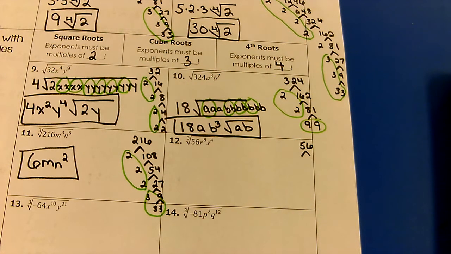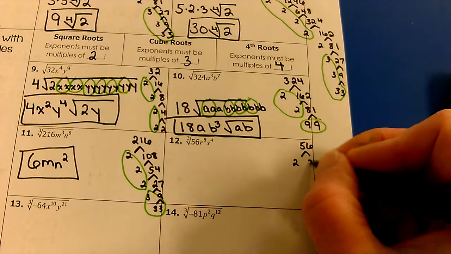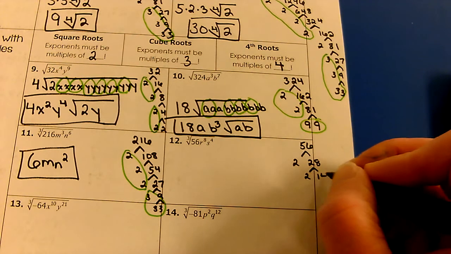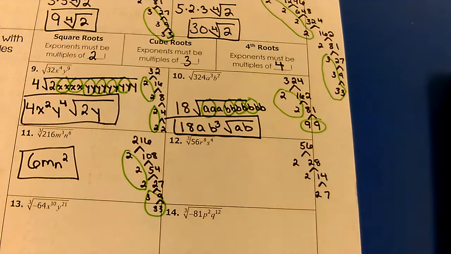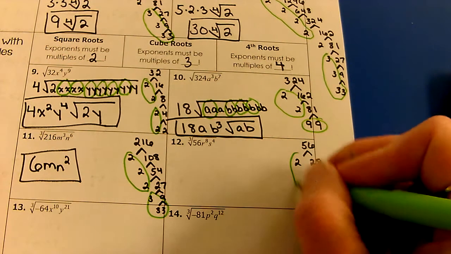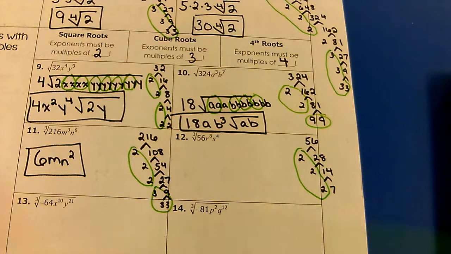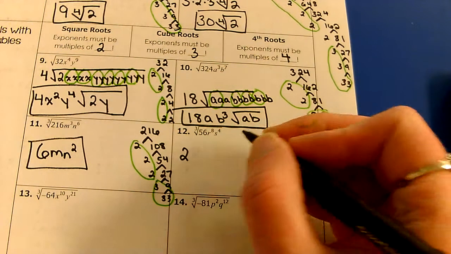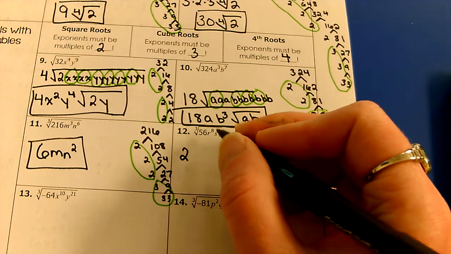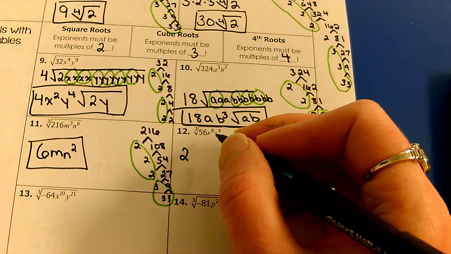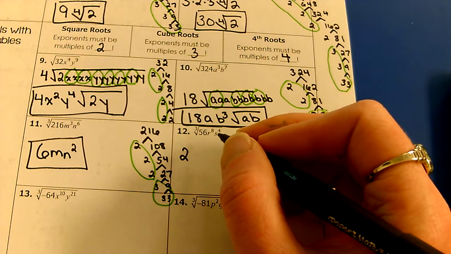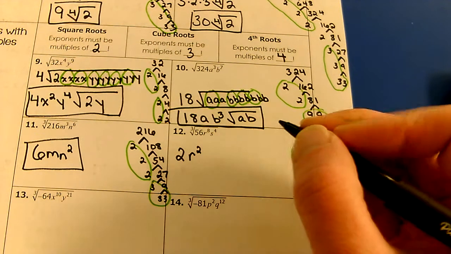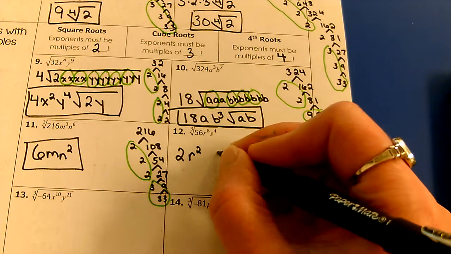56 is divisible by 2. Let's see, that's 2 and 14, 2 and 7. 3 of a kind. Index is 3, so I'm looking for 3 of a kind. Now, maybe we can break down r to the 8th without having to write so many of those. How many sets of 3s would I have? I'd have 2 sets of 3s.